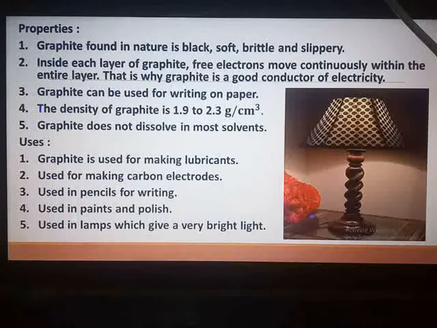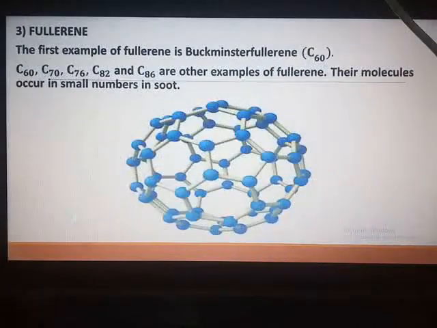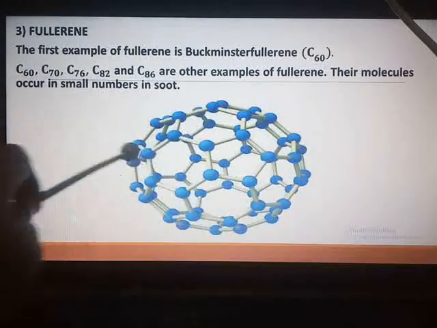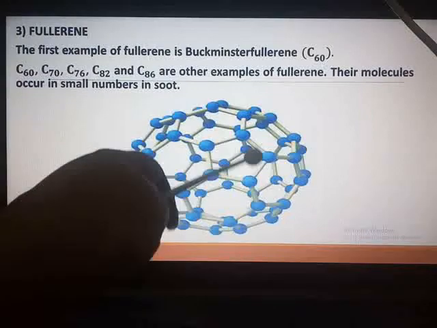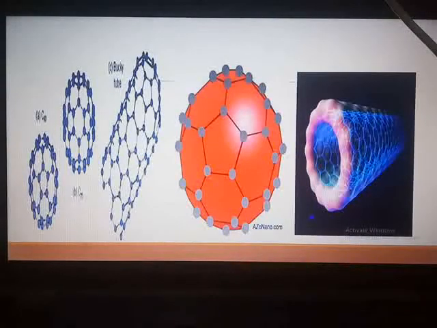The third one is fullerene. I have told you, you don't have to study much in detail for this. Only you have to revise the properties and uses for fullerene. It is also an allotrope of carbon, but very rarely found in nature. These are the different examples of fullerene. It exists in two different forms. One is in the form of buckyballs. Here you can see buckyballs. In images I have shown you bucky tubes also.